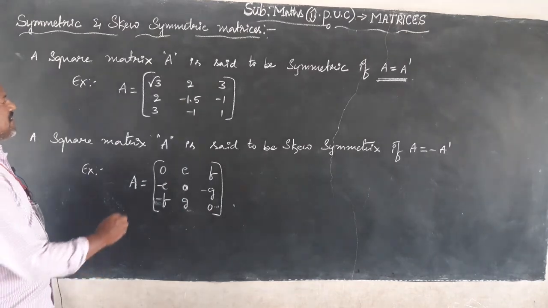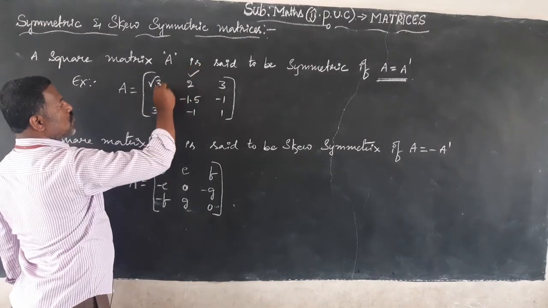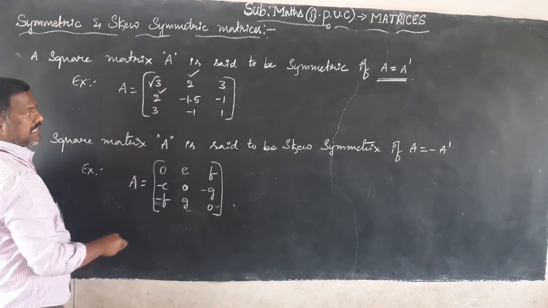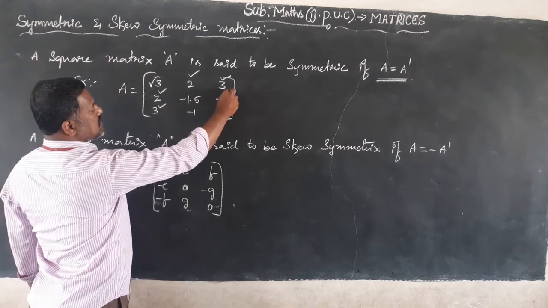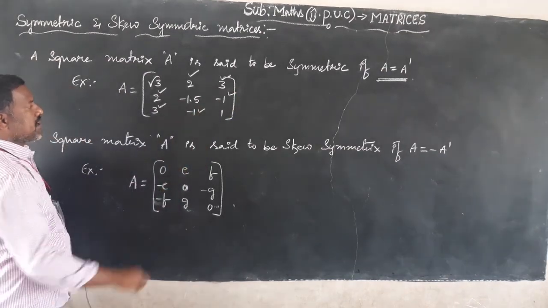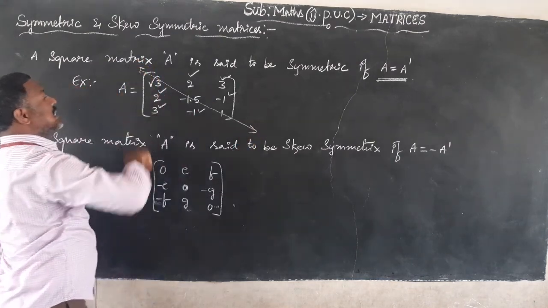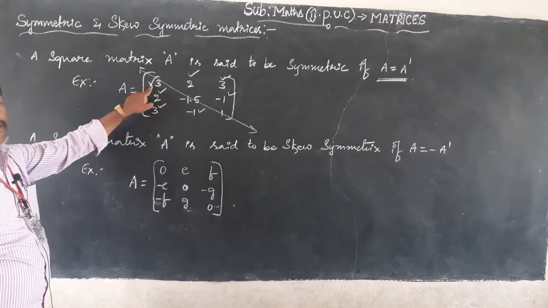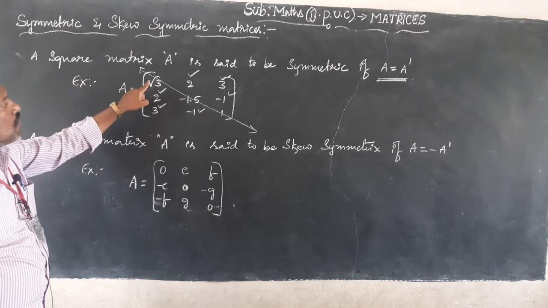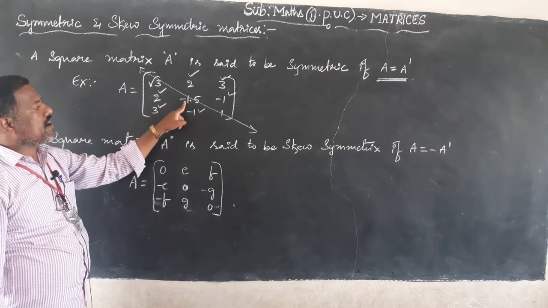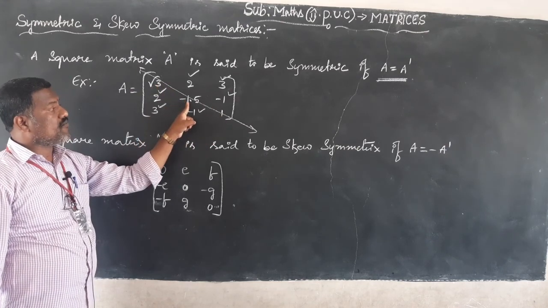So here we have taken one example. Look, children, if here I write 2, here I have to take 2. If here there is 3, here I have to take 3. If here there is -1, here I have to take -1. Focus cleanly. These are the diagonal elements. According to our text, I have taken the example. The diagonal elements are √3, -1.5, 1.